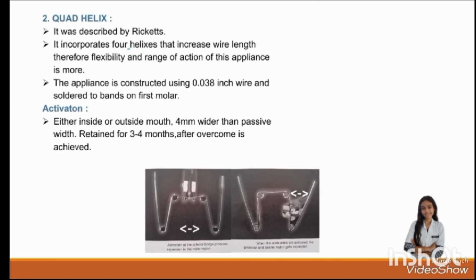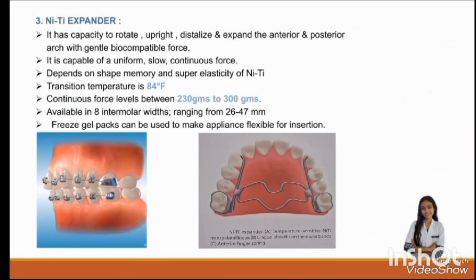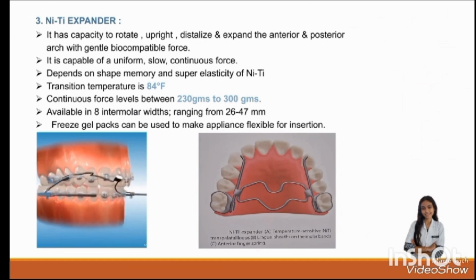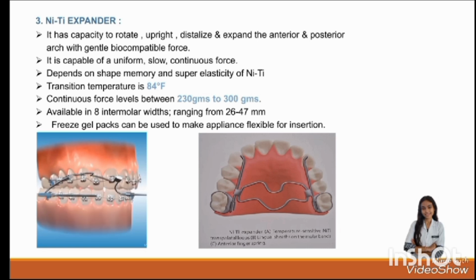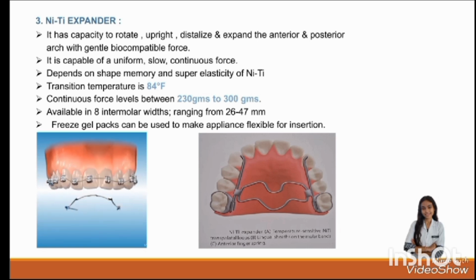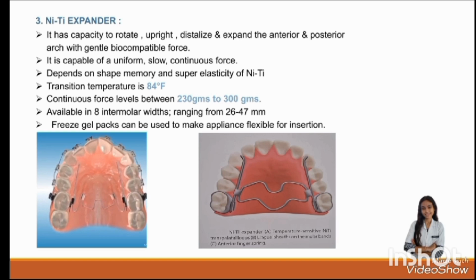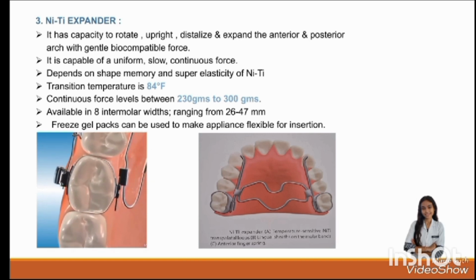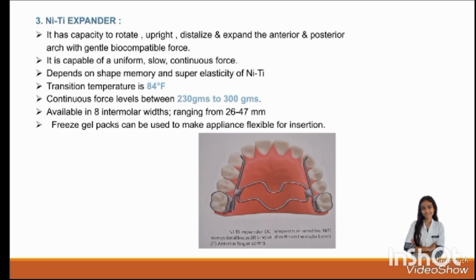Third one is Nitinol expander. It has the capacity to rotate, upright, distalize and expand the anterior and posterior arch with gentle biocompatible force. It is capable of uniform slow continuous force. It depends on the shape memory and superelasticity of Nitinol; transition temperature is 84 degrees Fahrenheit, continuous force level between 230 grams to 300 grams. Available in 8 intermolar widths ranging from 26 to 47 mm. Freeze gel packs can be used to make the appliance flexible for insertion.